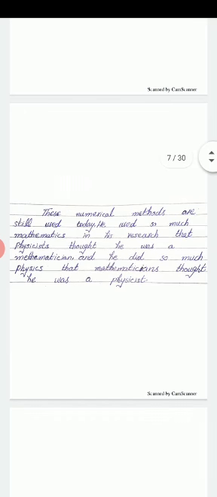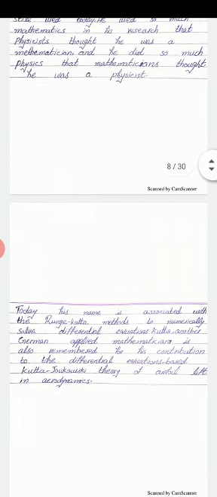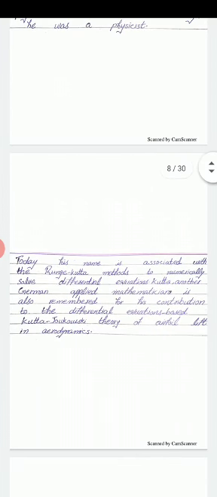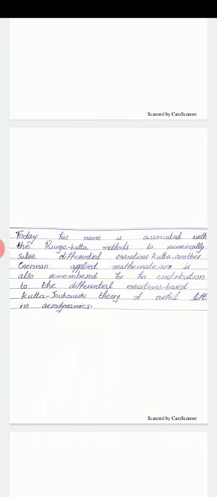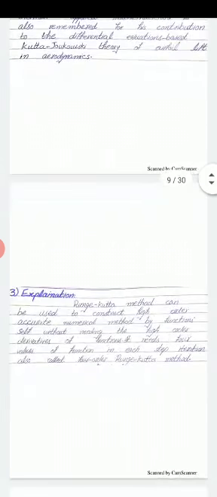He used so much mathematics in his physics research that physicists thought he was a mathematician, and he did so much physics that mathematicians thought he was a physicist. Today his name is associated with the Runge-Kutta method to numerically solve differential equations. Kutta, another German applied mathematician, is also remembered for his contribution to the differential equation based Kutta-Joukowski theory of airfoil lift in aerodynamics. And now we will move towards the explanation.